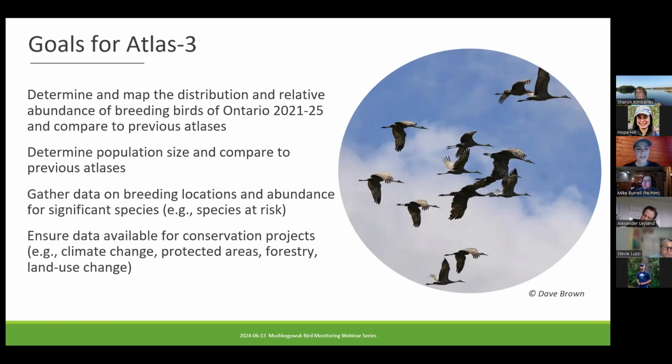We also want to ensure that the data are available for conservation projects. So looking at the effects of climate change, effects of protected areas. I'll talk a little bit more about the applications of Atlas data later on in this presentation. Next slide, please.